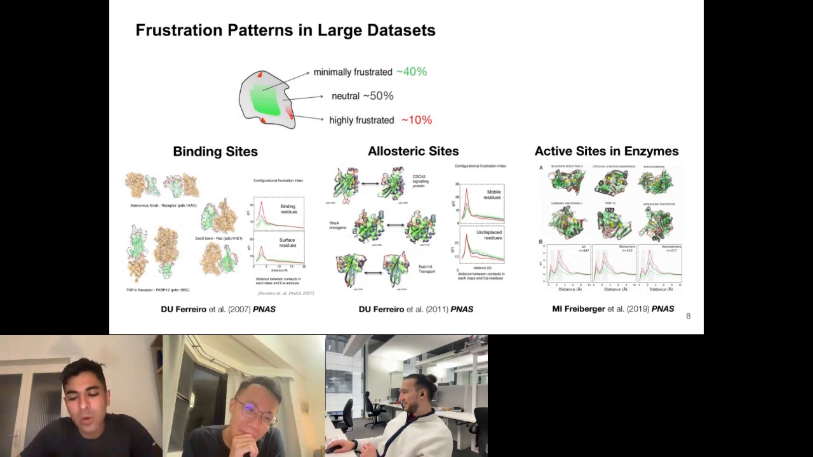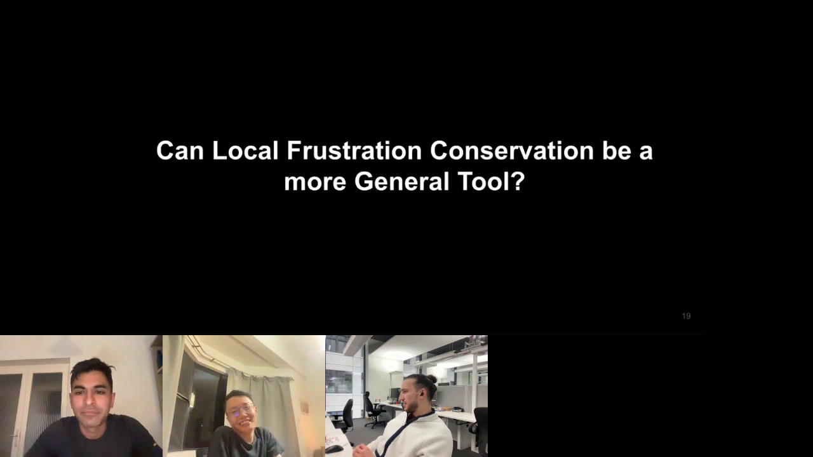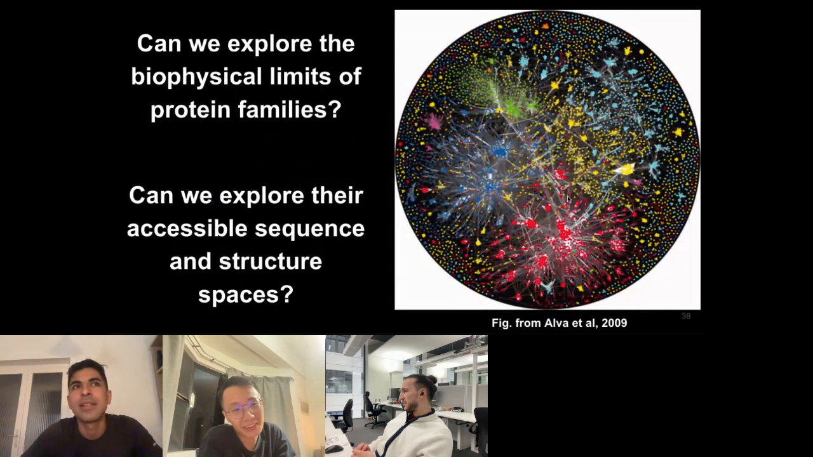We are very interested now in linking all of these. First of all, my dream would be to have a picture like this with frustration. I would like to understand what are the energetic rules to build particular folds, and once you have a particular fold, how do you put in frustration in order to make it functional. This is the protein design part, where I have a PhD student working.